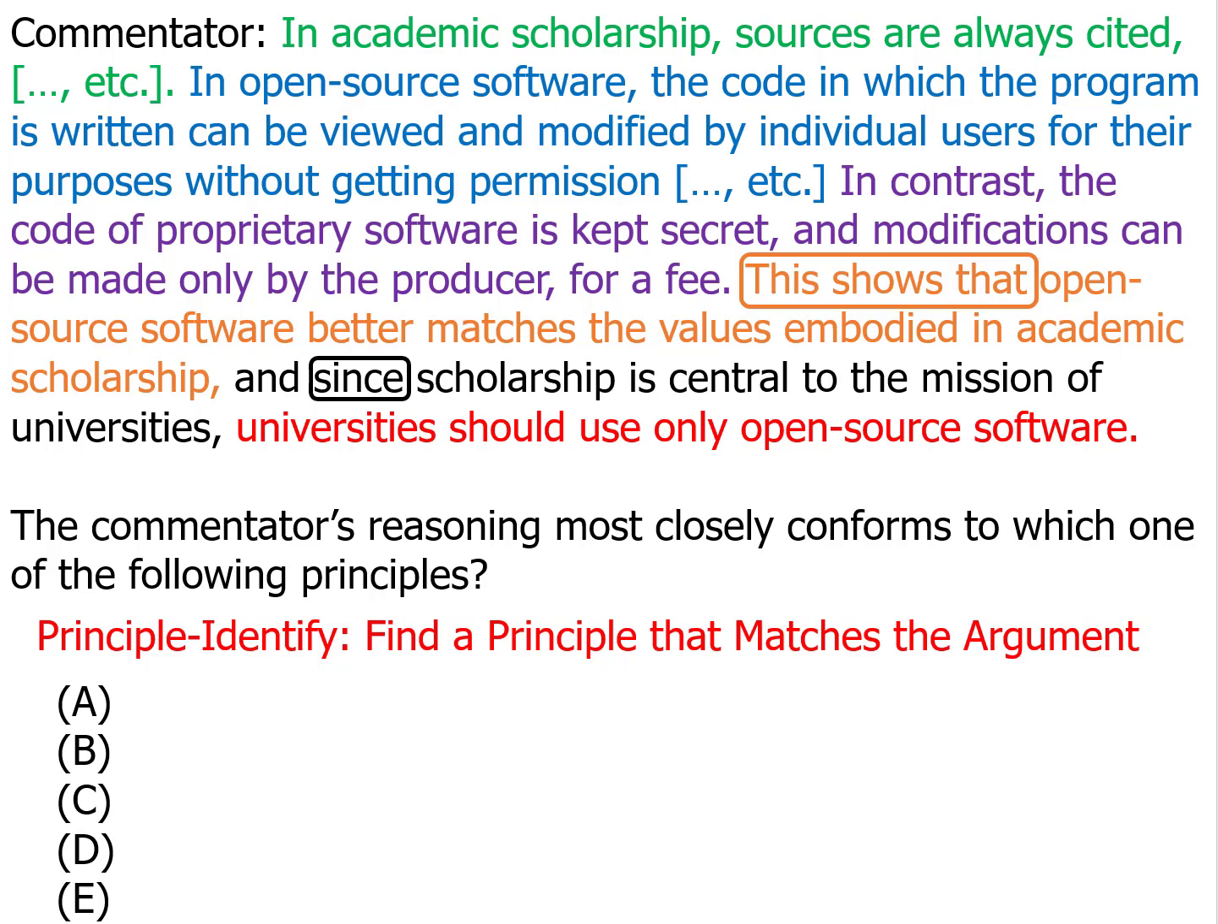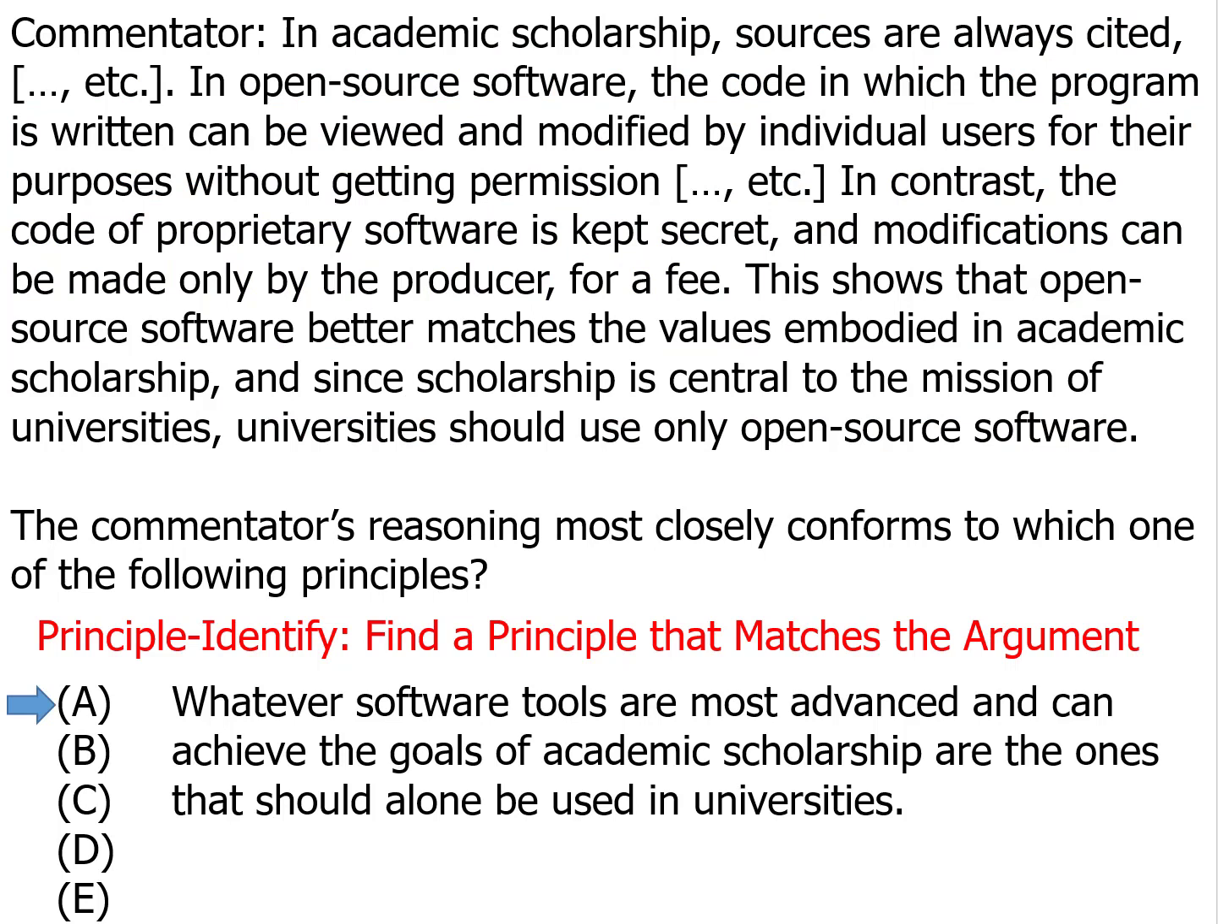Answer choice A. Now, answer choice A doesn't match because answer choice A says that the type of software that universities should pick should be the most advanced type of software. And that was not the reasoning the commentator used. The commentator said that the universities should pick the kind of software that matches with their mission, not the most advanced. So answer choice A is out.